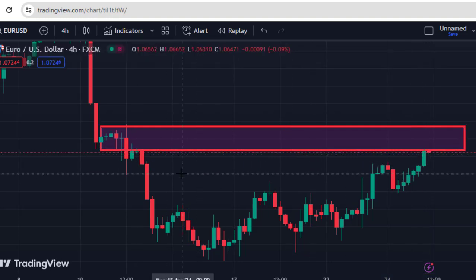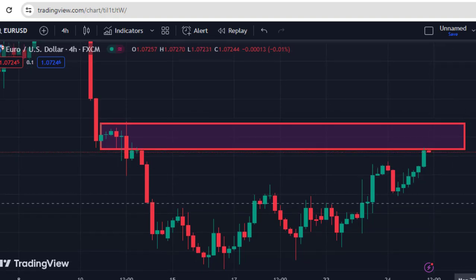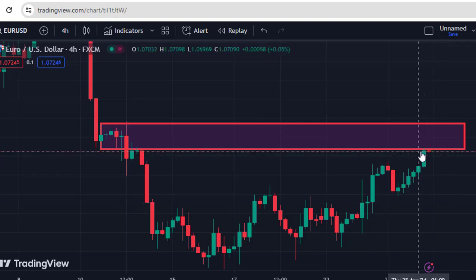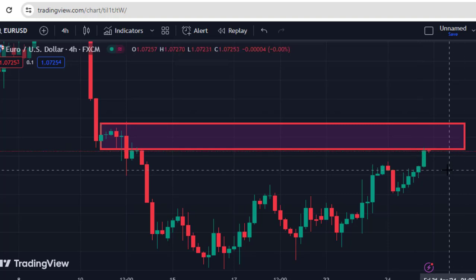So what I am paying attention to is for the market to retrace before you can take any buy position. Right now is not the right time to sell the market. It's also not the right time to buy the market. It's a waiting period for me.